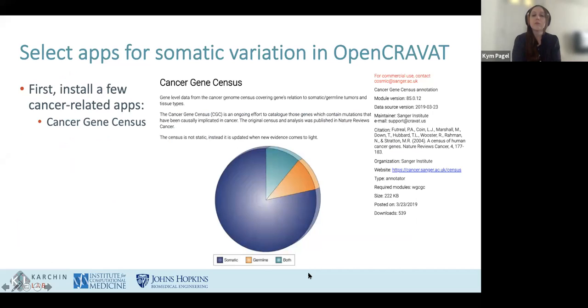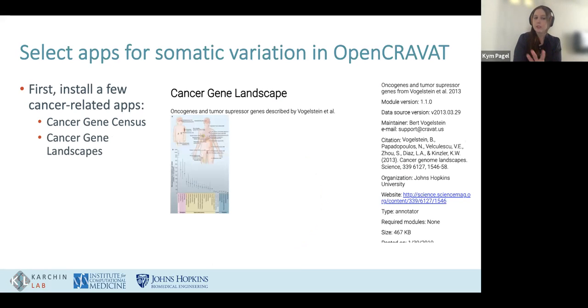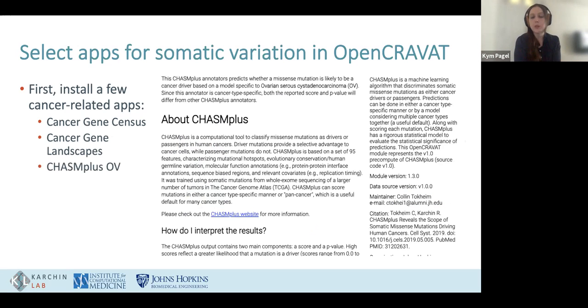So for this case study, we typed in cancer, and one of the first things to come up was Cancer Gene Census. It's a publication from 2004, and it's basically a census of cancer-related genes. Well, definitely, if we're looking for driver mutations, we should look within genes that are known to harbor drivers. We could also include another list of cancer driver genes, oncogenes and tumor suppressor genes, established by Vogelstein et al. back in 2013. So by installing these annotators, OpenCRAVAT would then say, oh, this variant is within an oncogene as defined by Vogelstein et al. Okay, what else can we include?